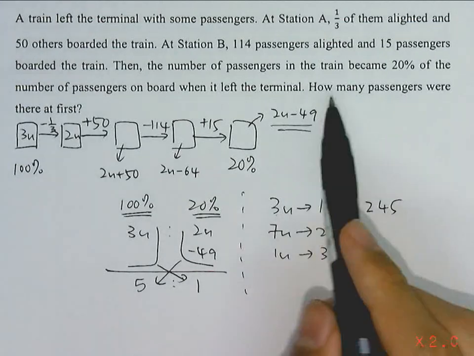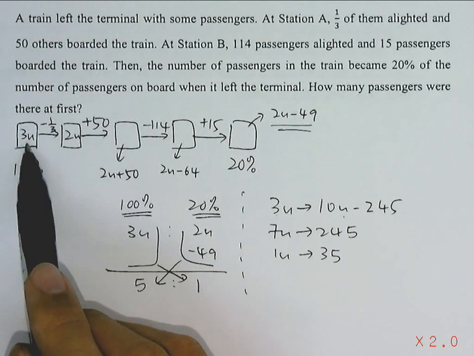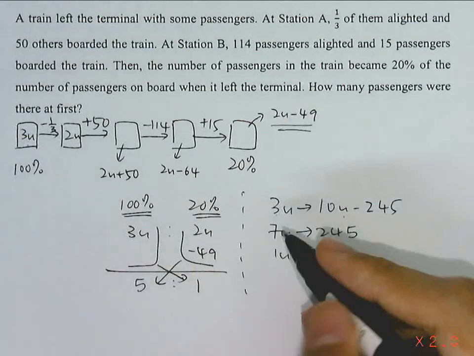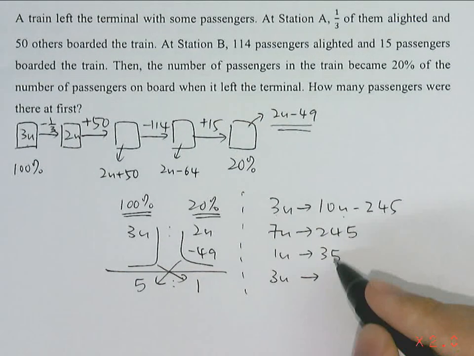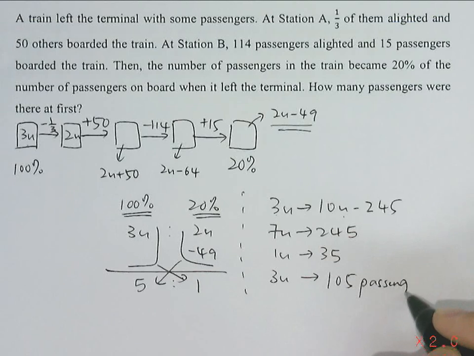The question asks, how many passengers were there at first? So we know that at first there was 3 units of passengers. So 3 units will be our answer. By taking 35 multiplying by 3, we will have our answer of 105 passengers.